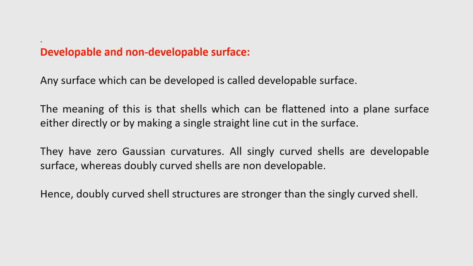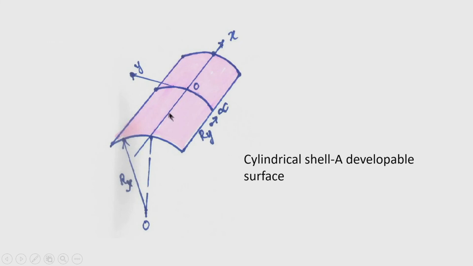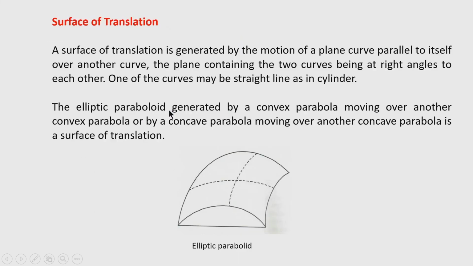So, this type of shell has zero Gaussian curvature. So, all developable shells have zero Gaussian curvatures and all singly curved shells are falling into the category of developable surface, whereas doubly curved shells are non-developable. Doubly curved shells cannot be flattened like that. So, hence doubly curved shell structures are stronger than the singly curved shell. So, cylindrical shell is an example of developable surface.